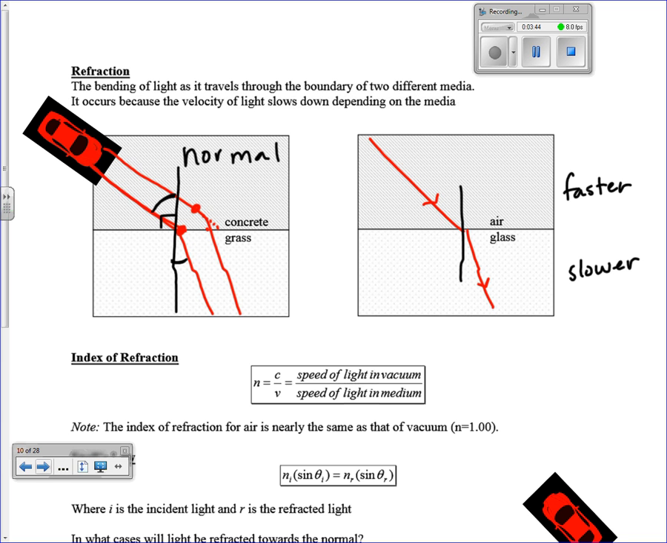So let's label a few things. This first angle is called the incident angle. The second angle, as measured from the normal, is called our refracted angle.